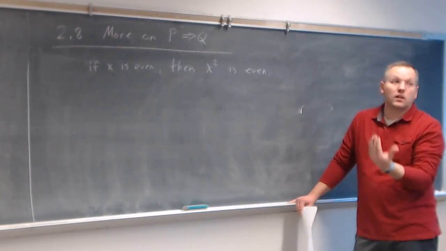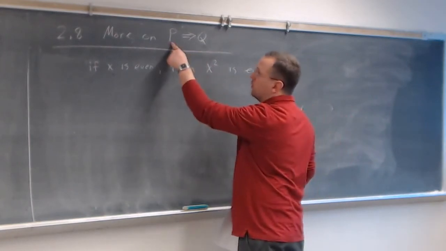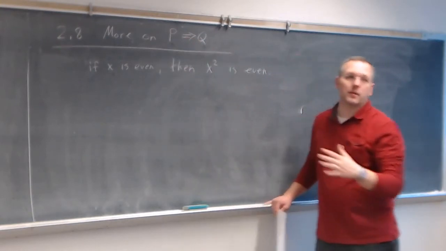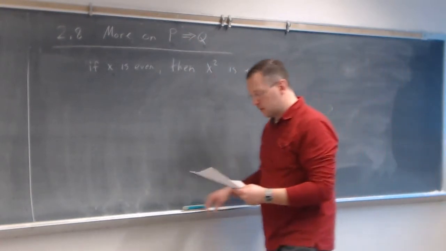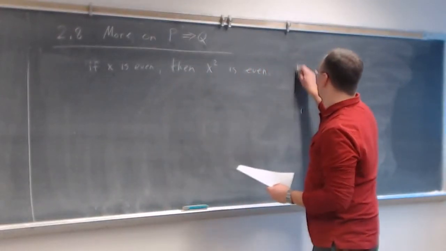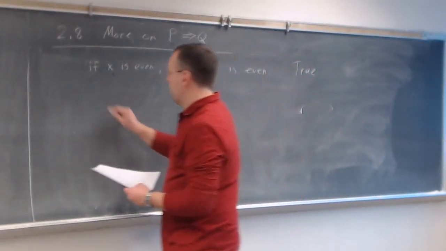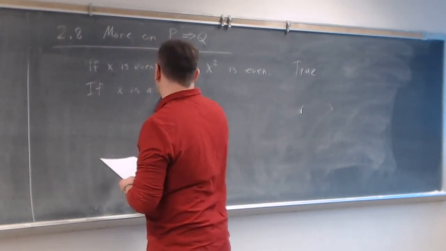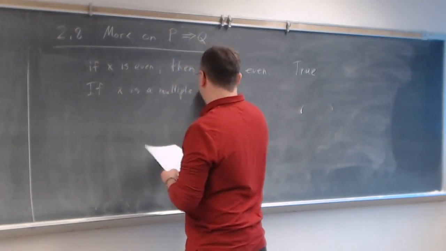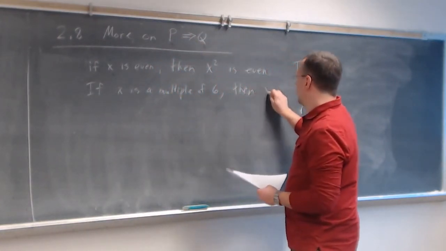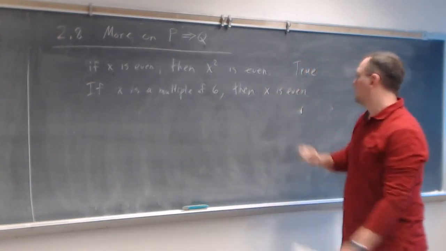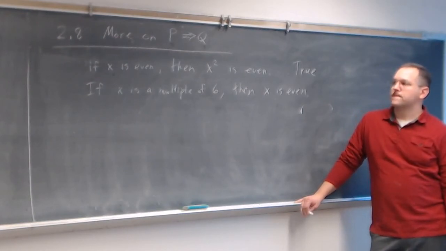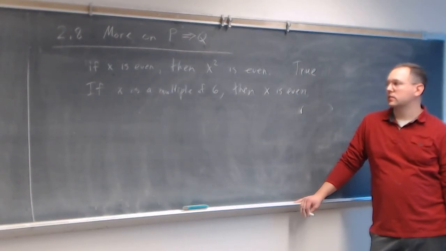So we still want to consider this a statement. He even goes so far as to make a definition that if P is an open sentence and Q is an open sentence, then P implies Q is still a statement. So for example, we'd say this is a true statement: if x is a multiple of 6, then x is even. You believe that? Is it true or false? If x is a multiple of 6, then x is even.